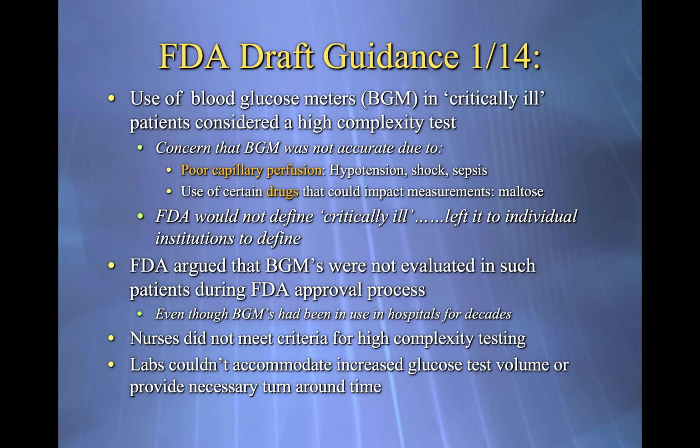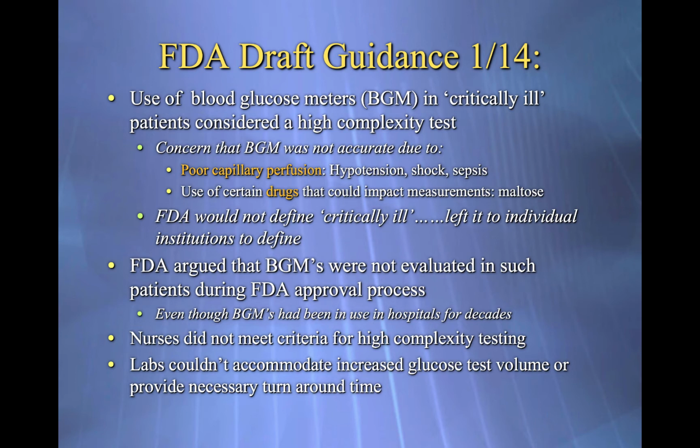After using glucose meters in hospitals for a couple of decades, the FDA sent out a draft guidance in January of 2014 saying that the use of blood glucose meters in, quote, critically ill patients was considered a high complexity test. This came out of concerns that blood glucose meters were not accurate due to poor capillary perfusion in patients with hypotension, shock, and sepsis.